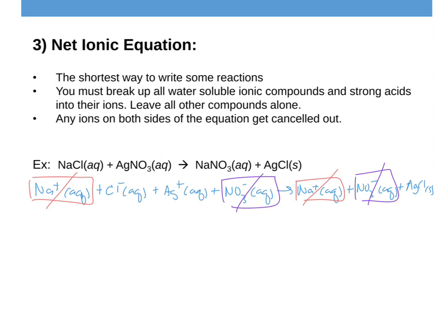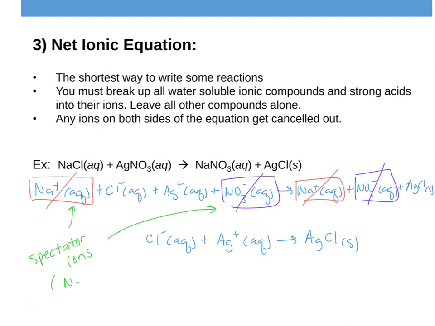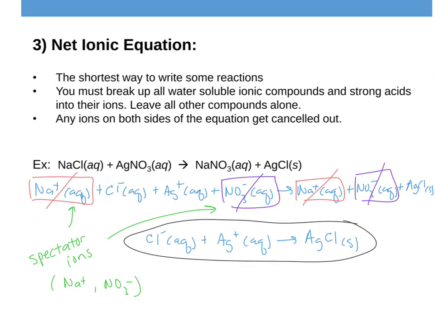So that means now my net ionic equation would be Cl minus plus silver plus makes silver chloride solid. That would be the net ionic equation. So again, in this case, my spectator ions are the sodium and the nitrate, the Na plus and the NO3 minus. So again, this would be the net ionic equation for that reaction.